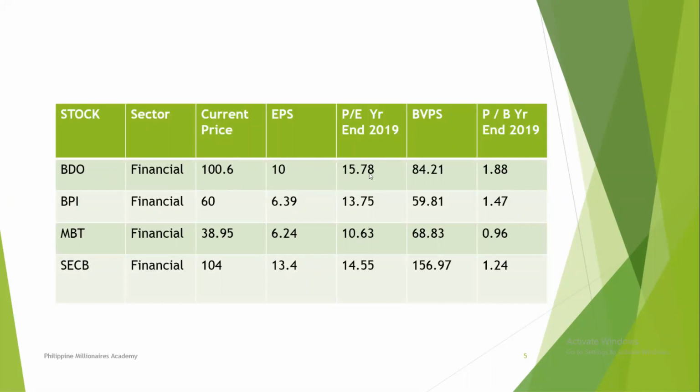So if we will compute, you just multiply 10 by 15.78, that is 157.8. And that is the year-end price of BDO at the end of 2019. So pinakita ko lang siya guys para at least magkaroon kayo ng idea on how to compute the PE and PB.